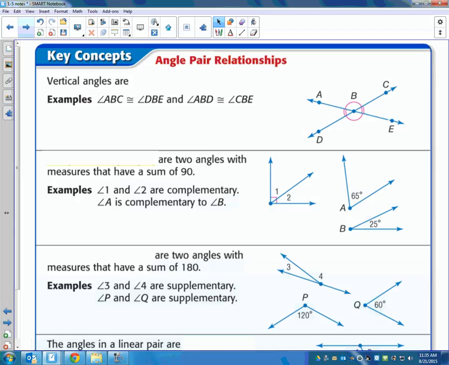Okay. Why are vertical angles so important? Because vertical angles are congruent. So if you know two angles are vertical, you know they're equal to each other, which is really important in terms of solving things. So if you have two intersecting lines, you know the angles across from each other are always the same measure.